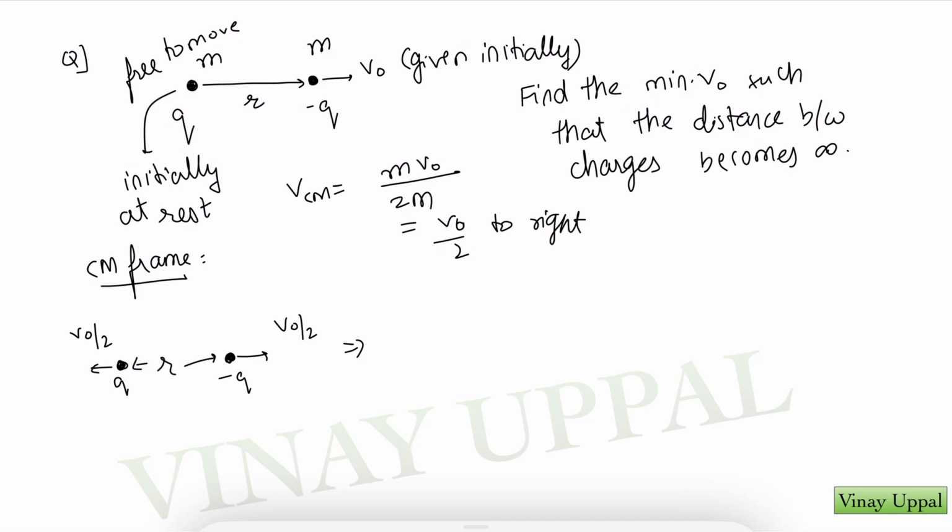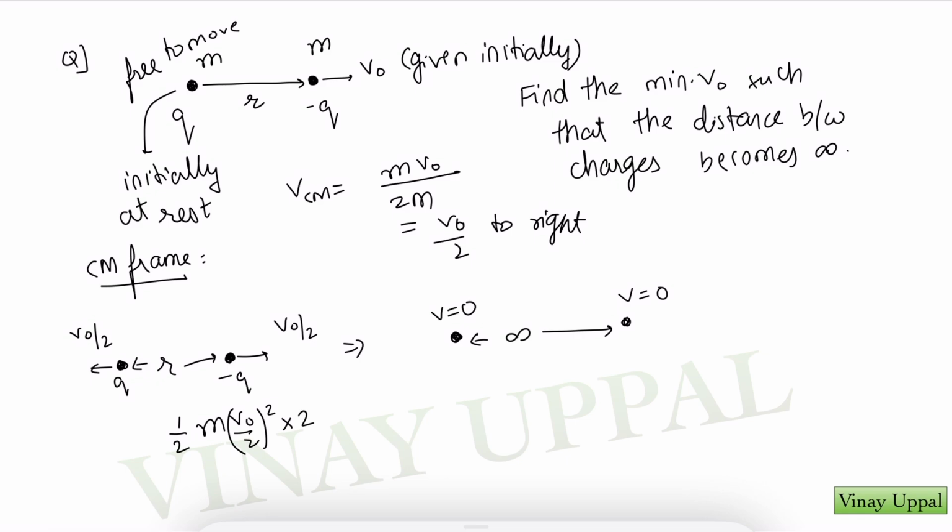Now you should be able to see that q and minus q will attract each other, and therefore they will both keep on decelerating, and eventually we want a situation where the distance between them becomes infinity. So we want them to just reach infinity. So their velocities should just become 0 finally, and the distance becomes infinity. Once again, I can just conserve energy from the initial to the final situation. The initial kinetic energy is half m v naught by 2 the whole squared for both the particles, so I am multiplying it by 2.